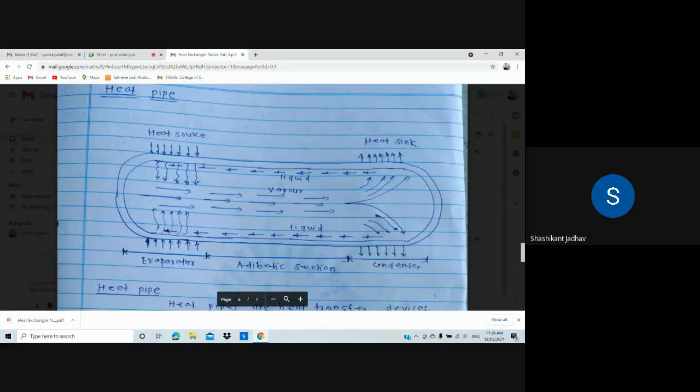Okay, and in between this evaporator section and condenser section there is an adiabatic section. So what is the use of this adiabatic section? In that adiabatic section there is no loss of heat taking place. Whatever the liquid is converted into the vapors, if there is no adiabatic section then heat transfer takes place in between these two sections. Okay, so our aim is to transfer the heat from one location to another location, so therefore we have to consider the adiabatic section in between the evaporator and condenser.